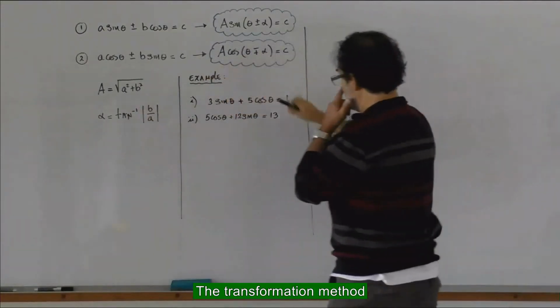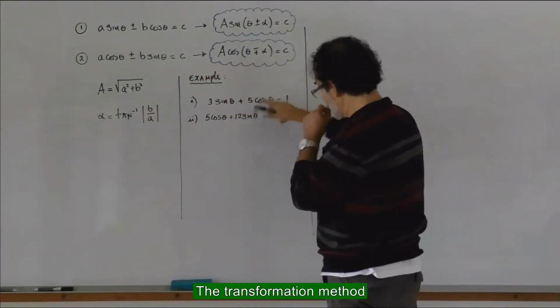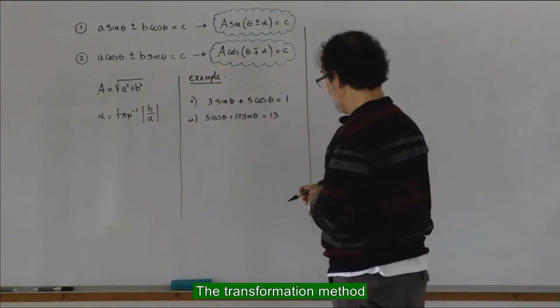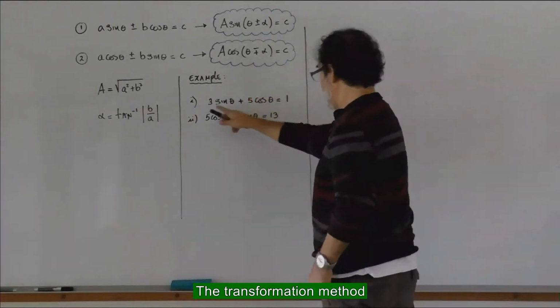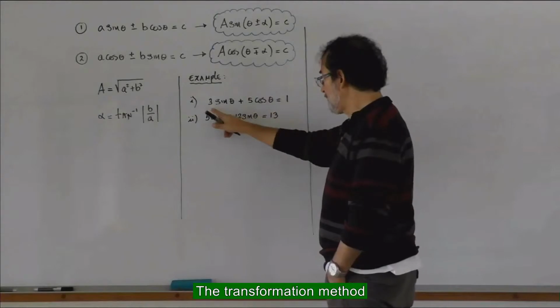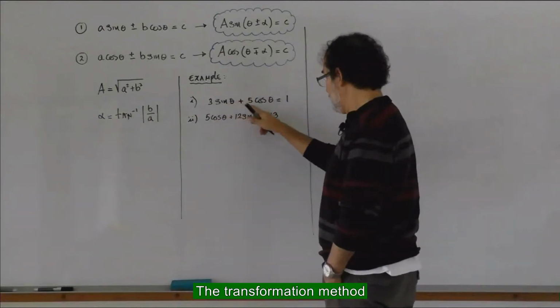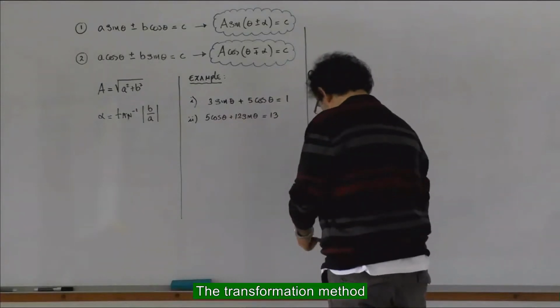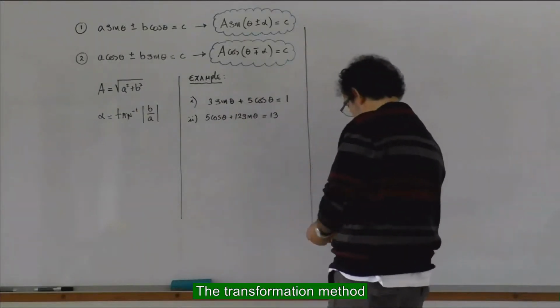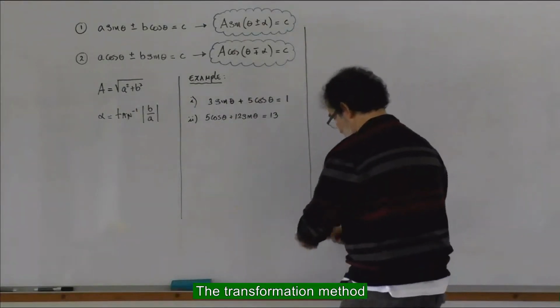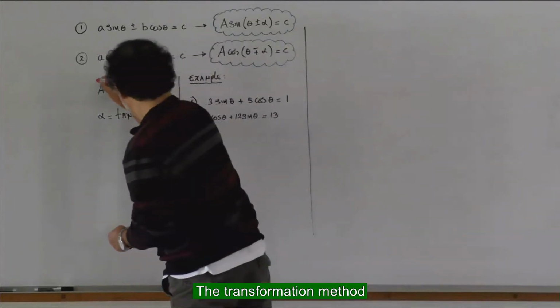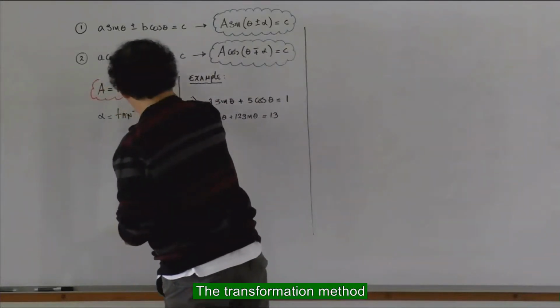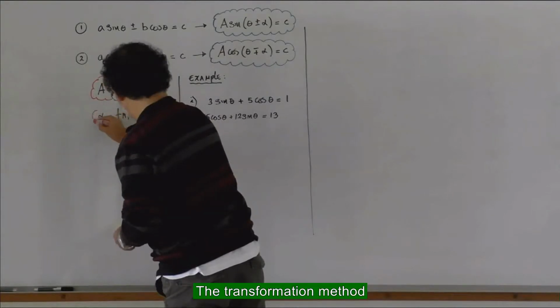Now I'm going to go through these two examples. Let's say that we have this equation: 3 sine theta plus 5 cos theta is equal to 1. All right, let's see. I'm going to bubble this and this.